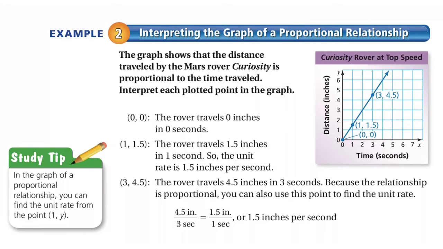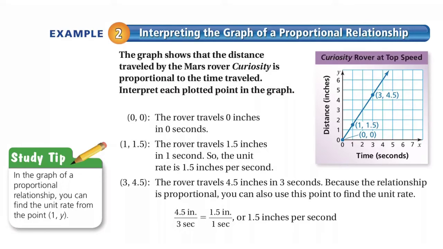Well, the next thing we can do is interpret the graph of a proportional relationship. And that means find some information from the graph that we're given. In this case, the graph shows that the distance traveled by the Mars rover Curiosity is proportional to the time traveled. Interpret each plotted point on the graph.